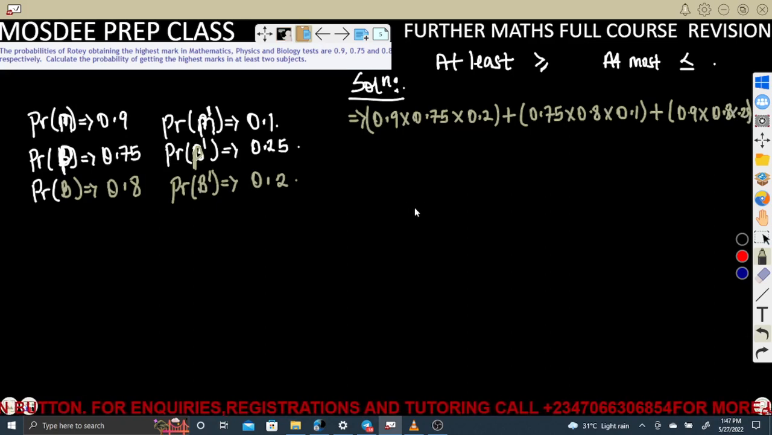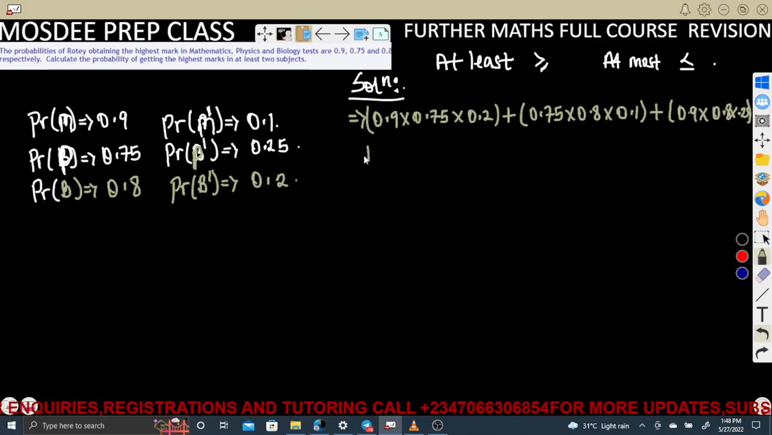So when you punch this on your calculator, oh, remain one piece. I said at least, and at least means greater than or equal to. So it can be highest in two subjects and lowest in one subject, or it can be highest in all three subjects. That is also very, very important, so please note that, because I said it can be greater than or equal to 2. So Rotel can get the highest mark in mathematics, physics, and also biology.